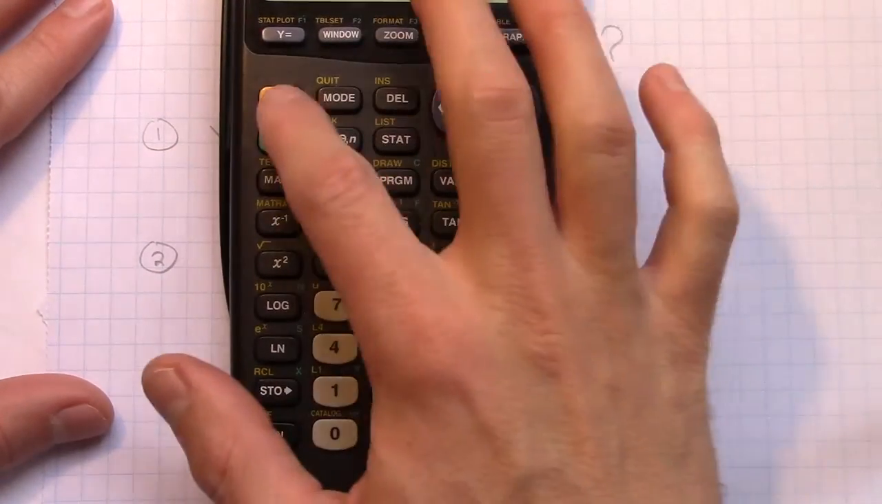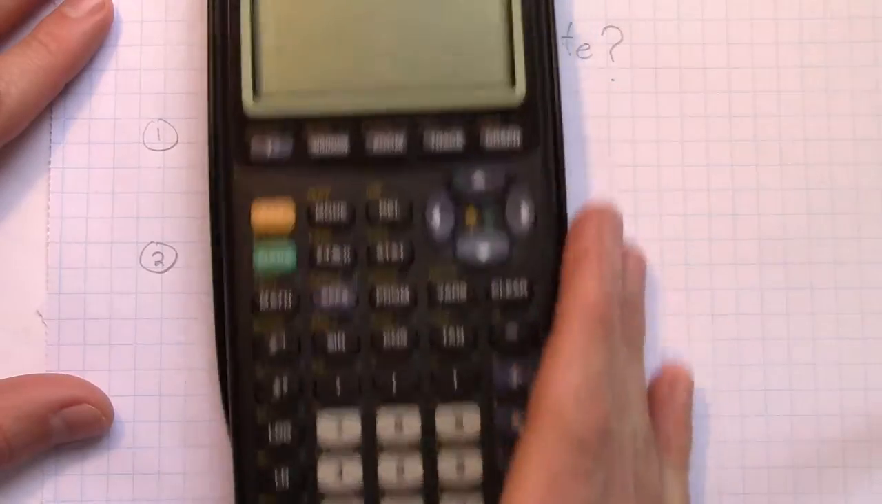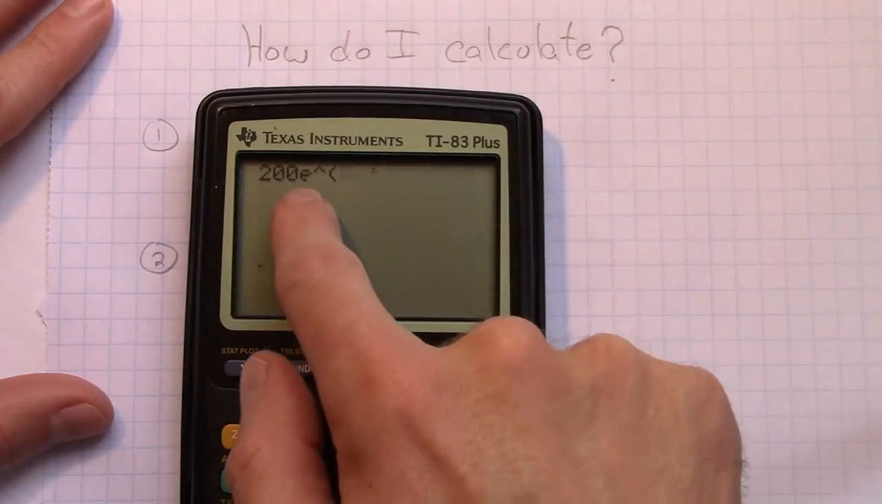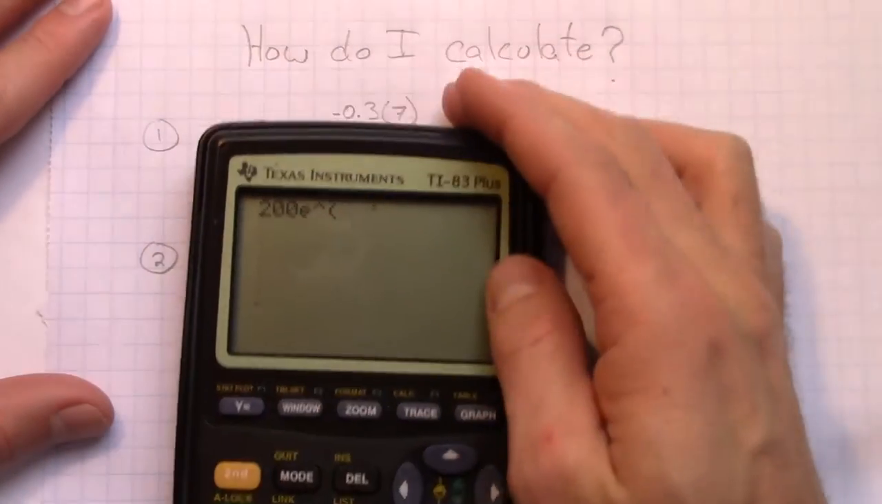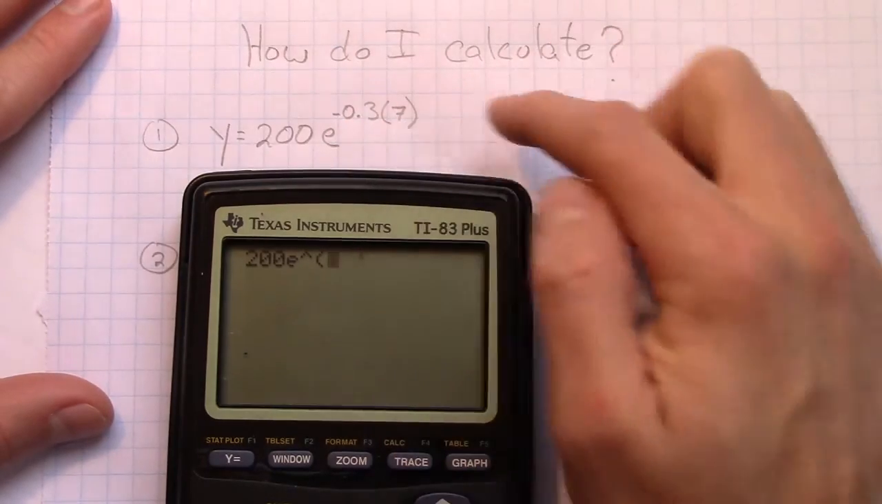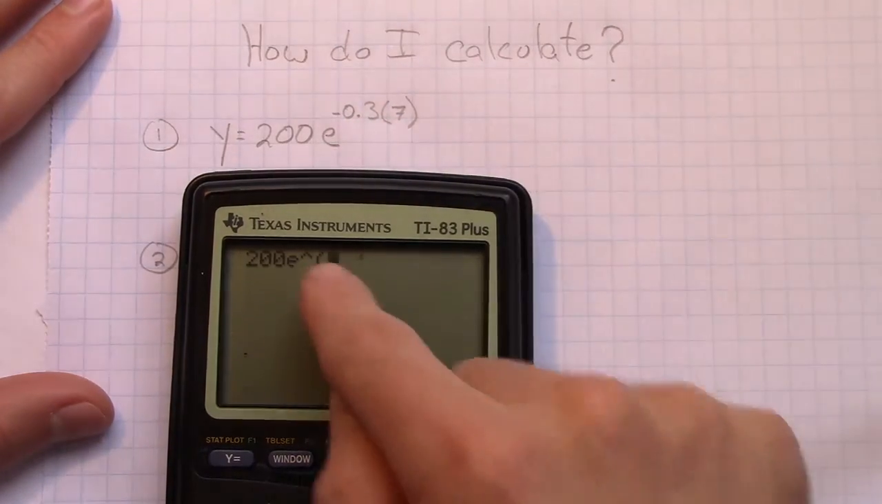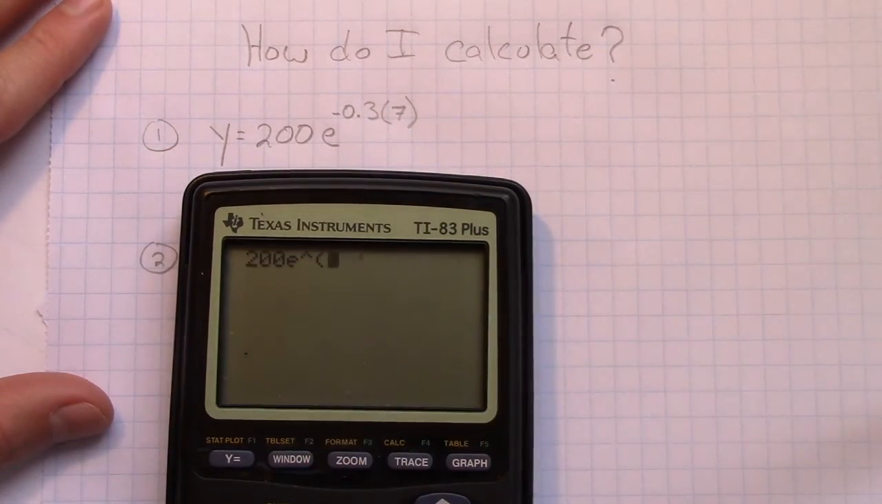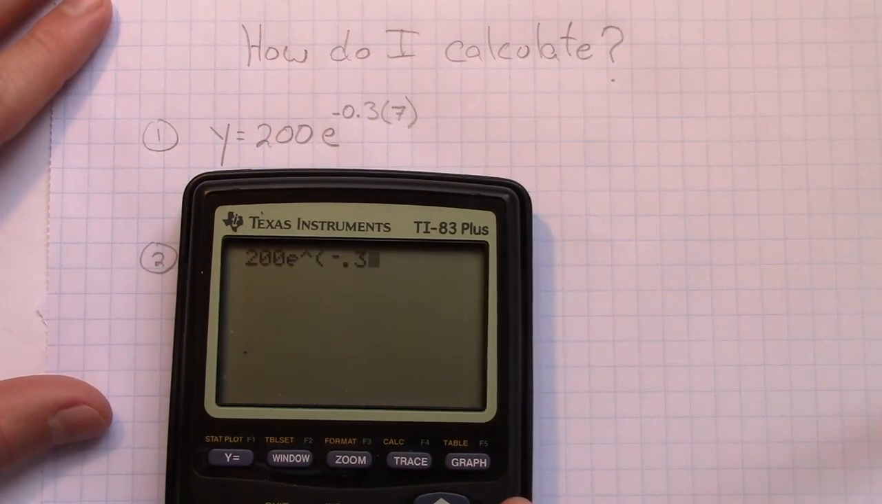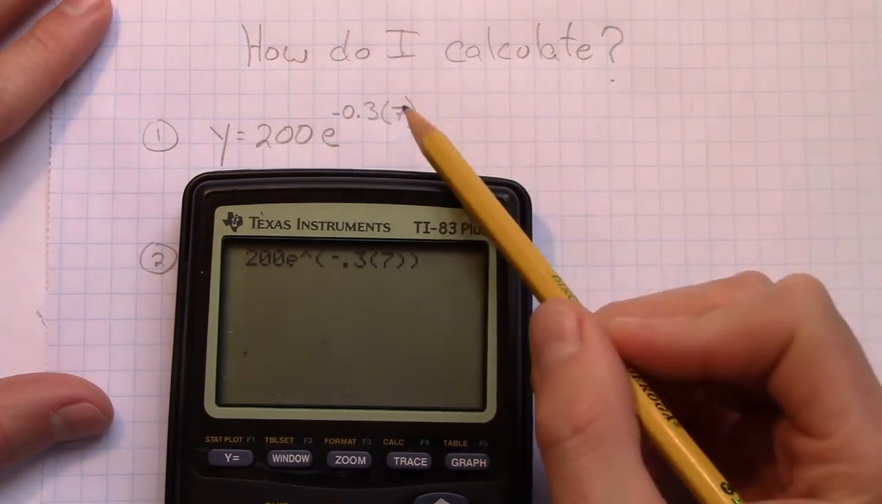To activate that, I'm going to hit the second button, and then I'm going to hit ln. And that's what's going to pop up. It's got e to the power of something. So what is it going to be the power of? Well, this whole thing is the exponent, so I need to put that whole thing inside this parentheses before I close it. So negative 0.3, and then I still need to multiply that times 7. So I'm going to put a parentheses, 7, and then close that parentheses, and then close the final parentheses. That enclosed all of this as the exponent.